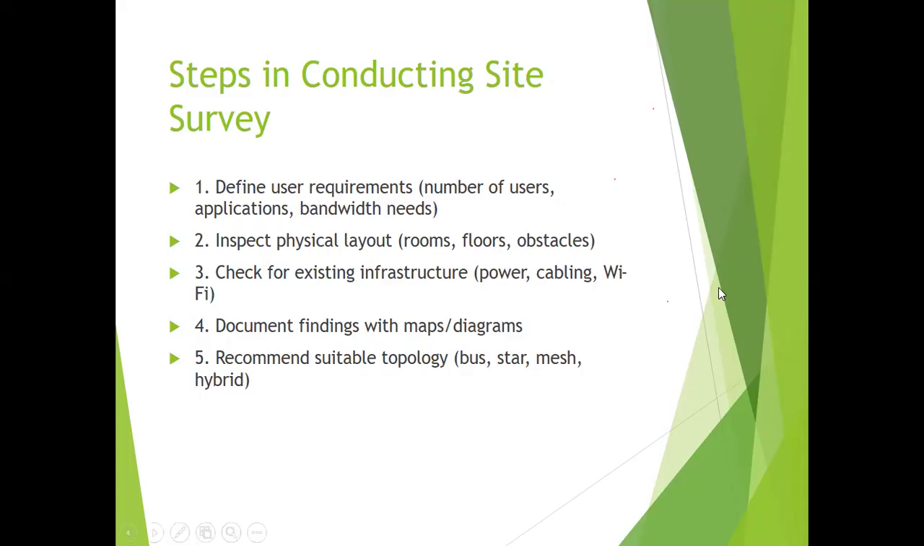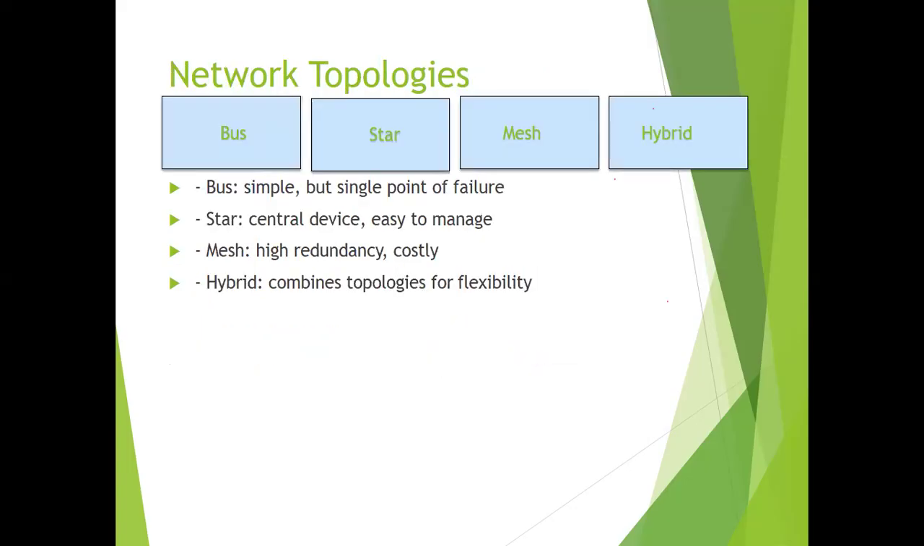That's things like power, cabling, and Wi-Fi. Number 4, we have to document findings with maps and diagrams. And number 5, recommend suitable topology. It can be bus, star, mesh, or hybrid. That is good. We also have the following network topologies.